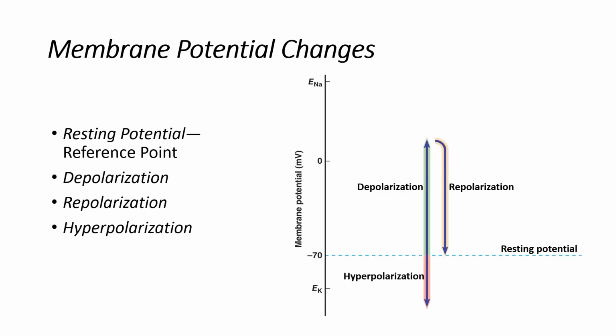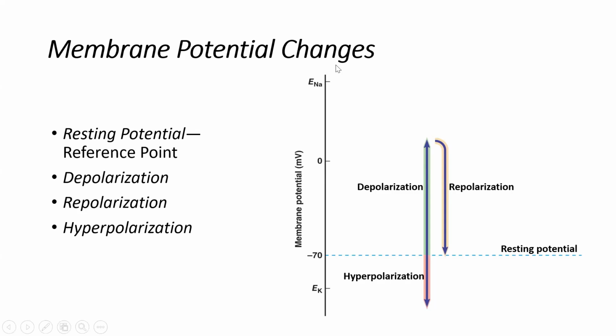But there are other channels on the membrane. These are called voltage-gated channels. And these can open and close depending on the membrane potential. And so we'll speak about those and how we can manipulate those and generate action potentials.